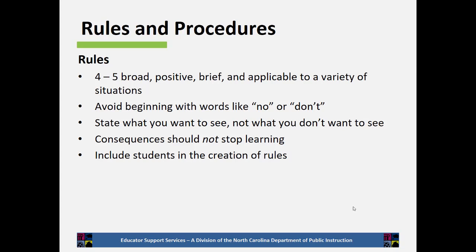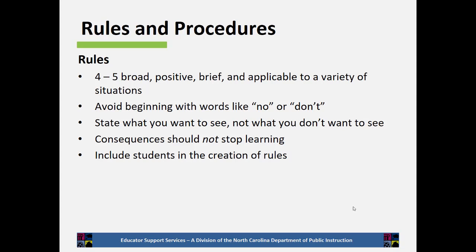And consequences should not stop learning. This is a really key piece. I had a colleague who told me a story about how he was in a school where a student was not using an iPad appropriately, and so the teacher took it away. And it was during a time when all the kids were using an iPad to do research. So now this student doesn't have the tool that he or she needs to actually do the work. So learning has stopped.